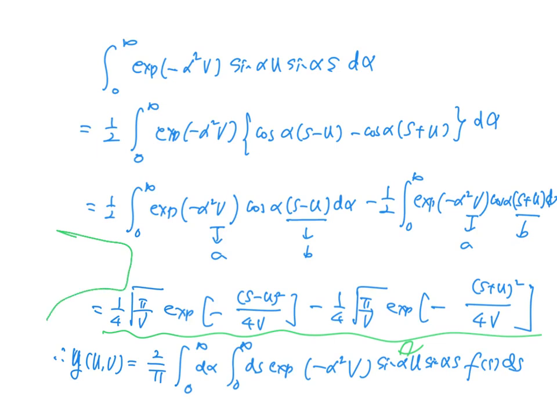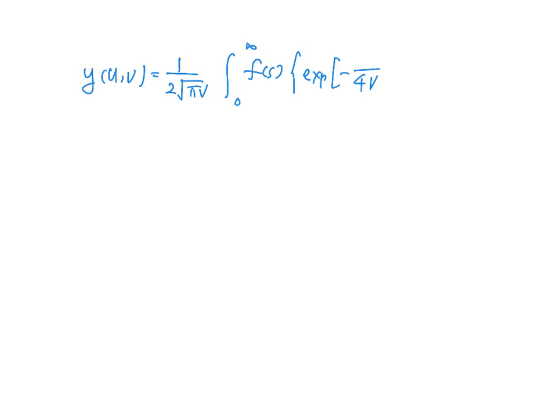Let's make some calculation. 2 over pi times 1/4 pi over v is 1 over 2 pi v, right? So can I move on? So u is finally, we have the following: 1 over 2 pi v, the integral from 0 to infinity of f(s) times exponential minus (s minus u) squared over 4v, minus exponential minus (s plus u) squared over 4v.